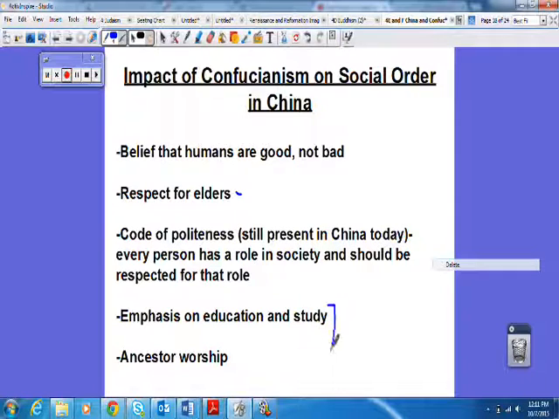And then there's an emphasis on education and study, as well as ancestor worship. And this relates back to respecting your elders. Ancestors means the older people that have died. Maybe your great-grandparents, your great-great-grandparents, all the people that came before you that paved the path to how you're going to live.